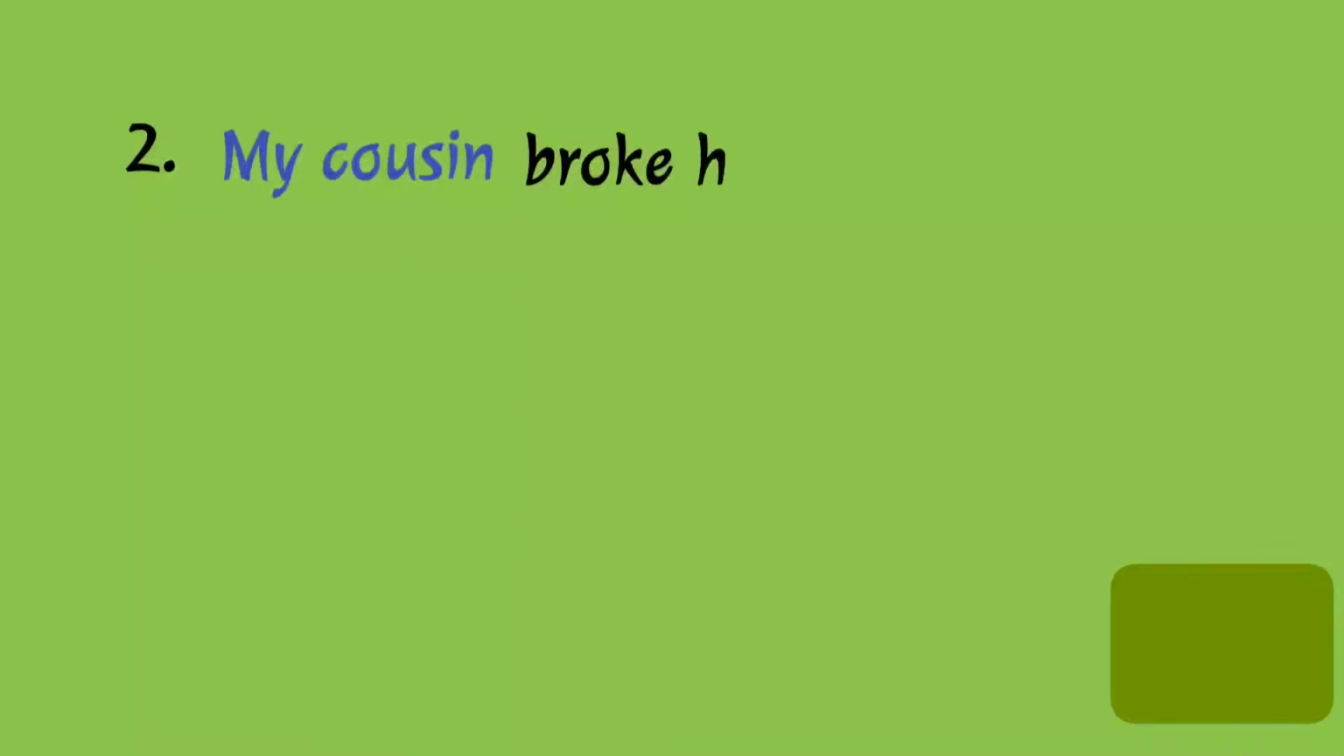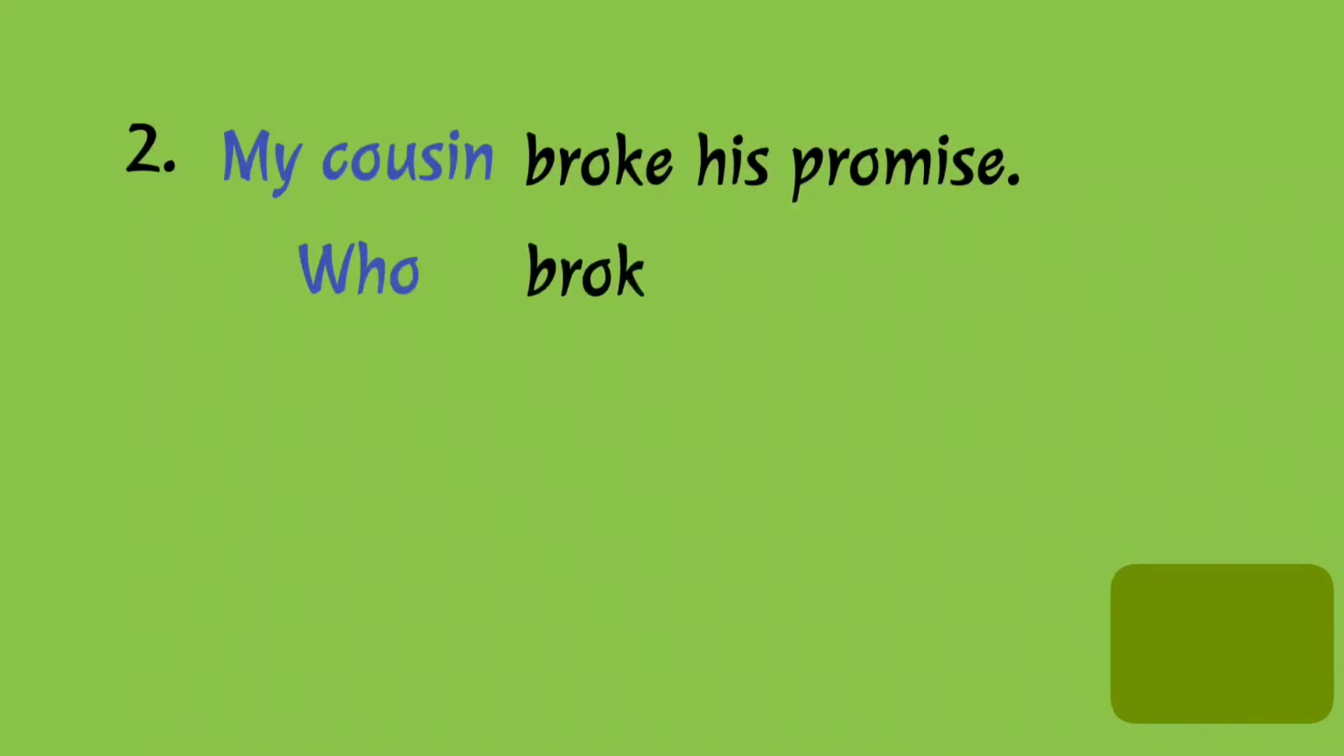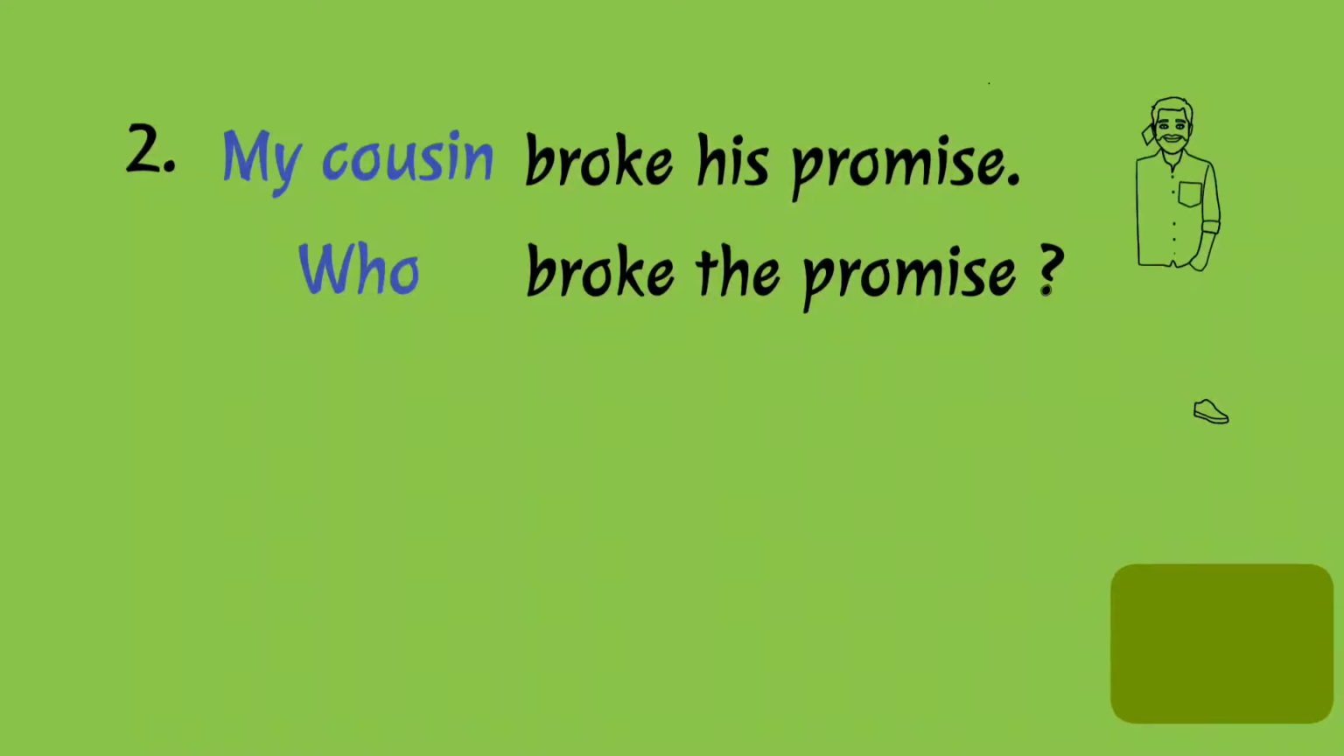Sentence number 2, for example, we have my cousin broke his promise. If I want to make a question and then the answer is my cousin or the subject, I just use who and then after that plus verb and the rest. Who broke the promise? And then the answer will be my cousin did. So whenever we want to ask who, it is just followed by the verb.